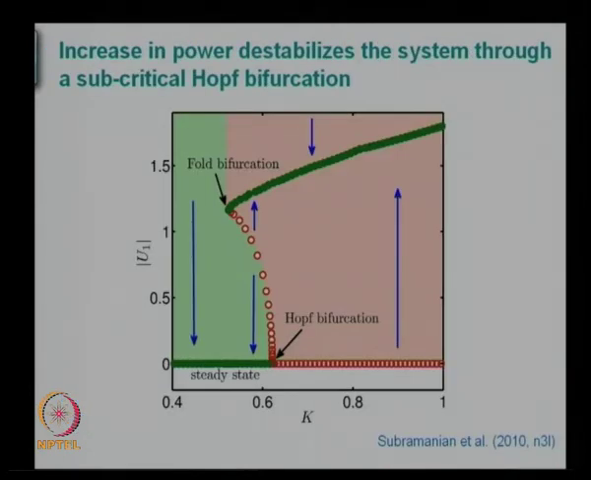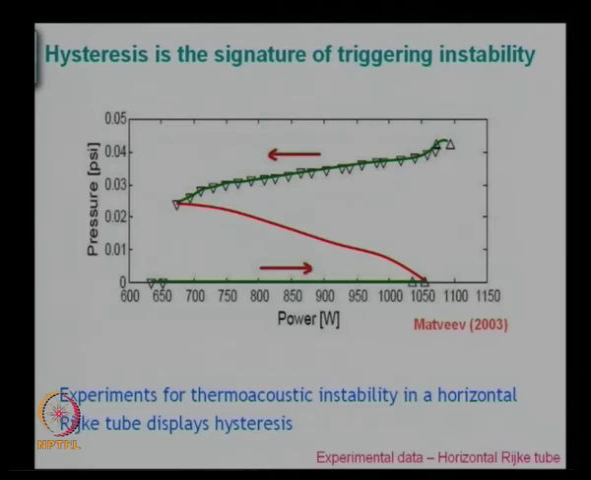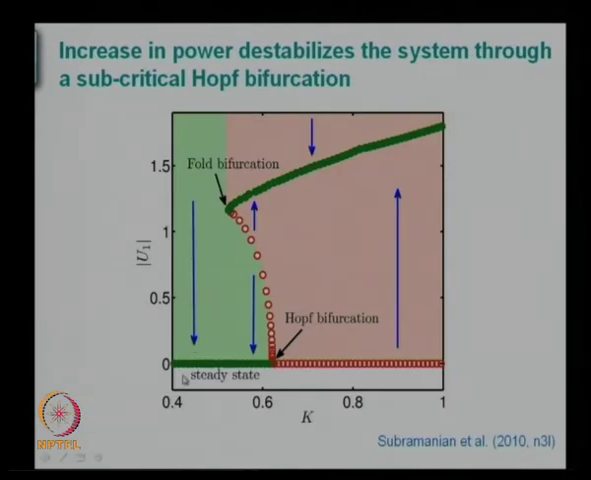So this is a calculated one. The earlier one was experimental work. So if you increase the heat of power, this K is some kind of non-dimensionalized quantity, so let us not worry about it, but it represents the heat release rate, the heat of power. If you increase the heat of power, you come till here and then you go to instability here. Of course, theoretically you can increase the power as much as you want, there is no worry about the heater burning and so on, whereas when you do the experiment you have to see if the heater will burn off. When you come back, you come here, and only then it will come back here.